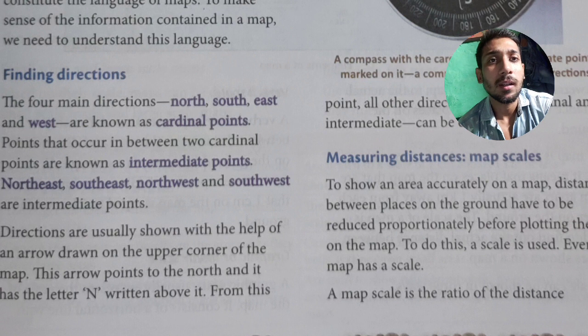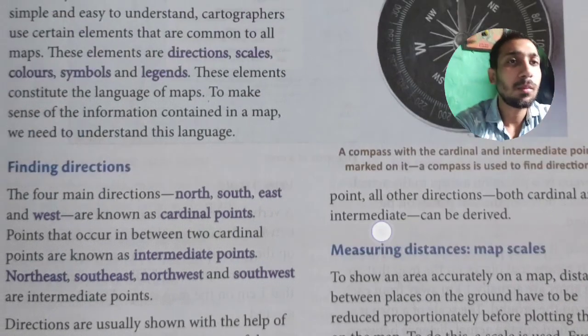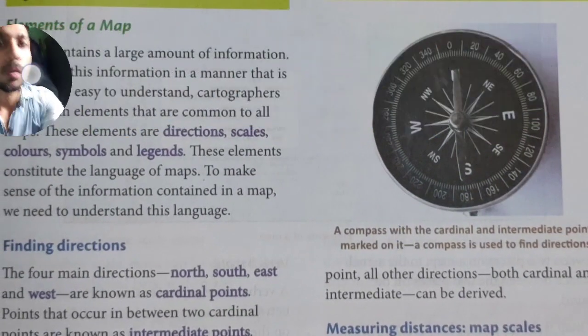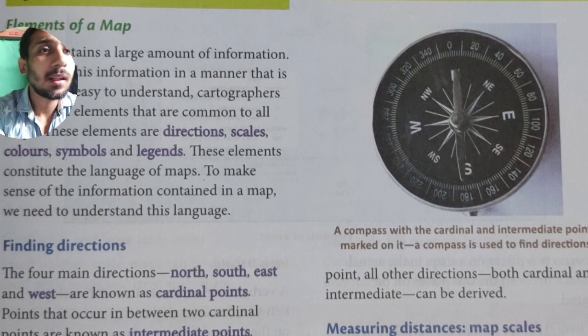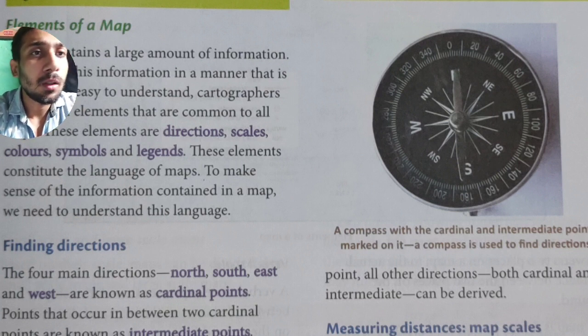There are four main directions: north, east, south and west. The four main directions are generally known as cardinal points. Let me show you. You can see the direction picture. Over there, there is north, south, east and west.